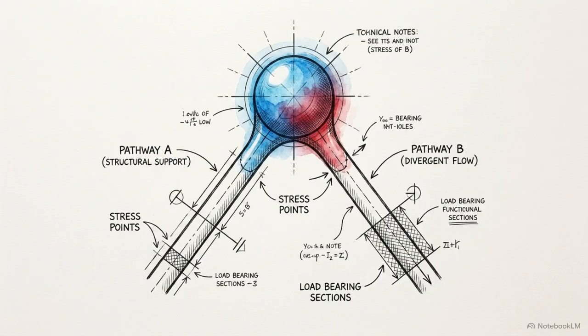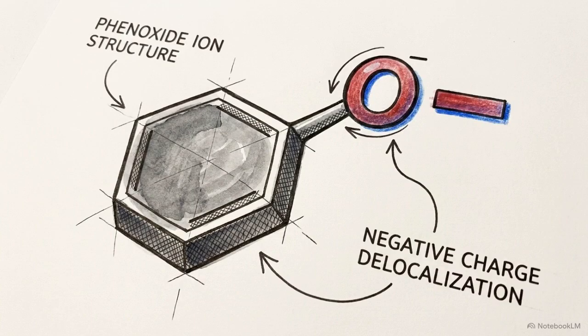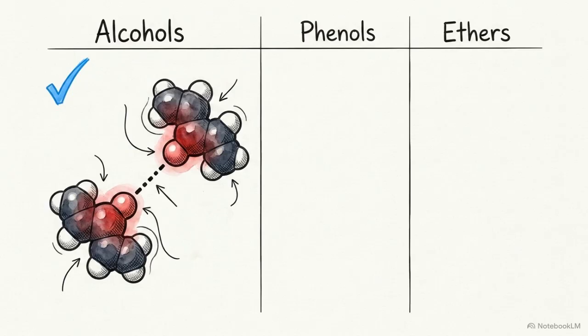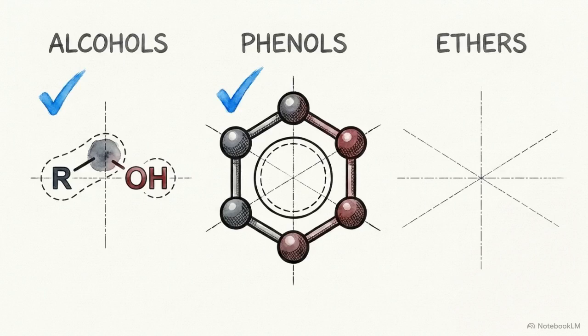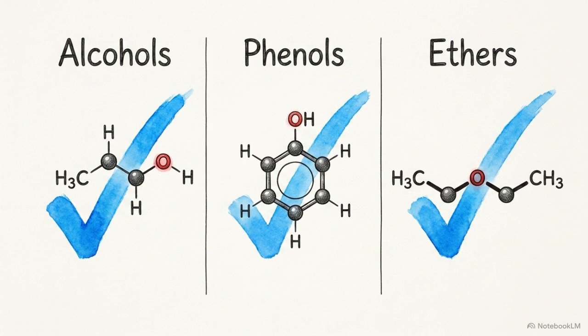Both of these pathways rely on the same chemical engine. The alkaline conditions generate a highly reactive intermediate state, the phenoxide ion, which actively drives these substitutions forward. Let's consolidate the core behaviors of our trio. Alcohols dominate physical properties through strong hydrogen bonding. Phenols utilize the aromatic ring for resonance-driven reactions. Ethers, lacking that reactive OH bond, remain mostly unreactive unless exposed to strong acids.